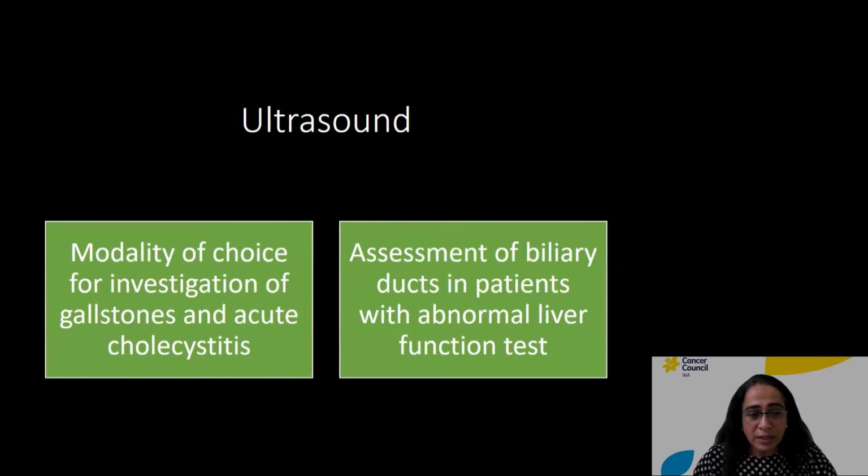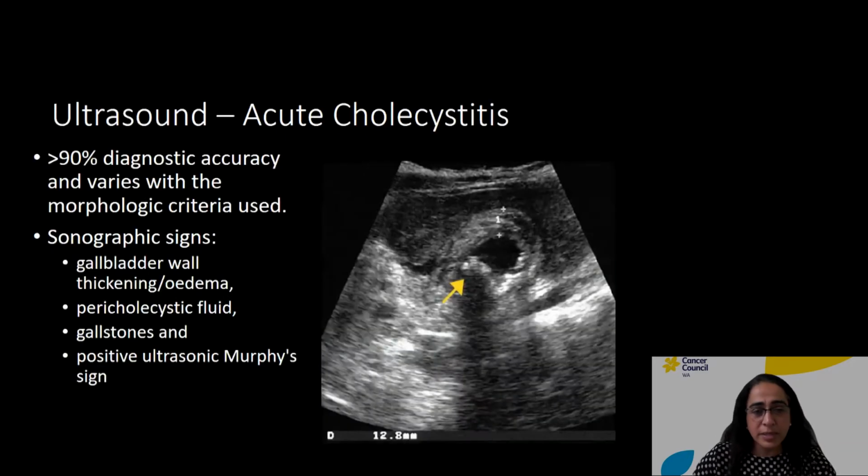Ultrasound is also a modality of choice for investigation of gallstones and acute cholecystitis, and it can be used to assess biliary ducts in patients with abnormal liver function tests. Here's an example of acute cholecystitis on ultrasound. You can see echogenic stones within the gallbladder. The gallbladder wall is thickened and edematous, and there's a small amount of pericholecystic fluid. And these are the features of acute cholecystitis. With ultrasound, you can also assess the biliary tree at the same time.